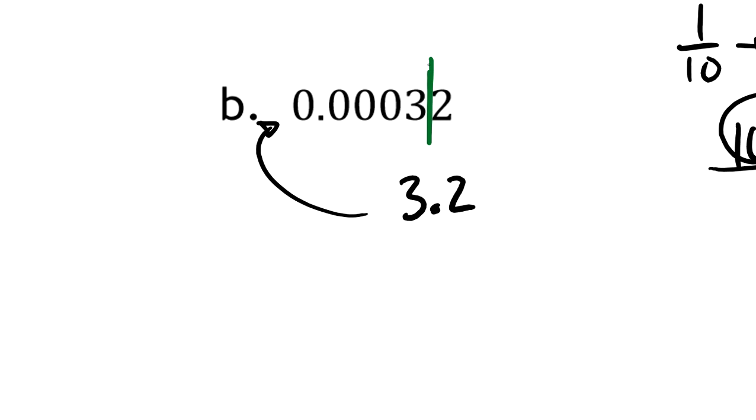Now, right now, you can see I wrote it here, at the 3.2. And I need to divide by 10 1, 2, 3, 4 times in order to put the decimal point back where it was. So I'm going to take the 3.2 and multiply it by 10 to the negative fourth power.